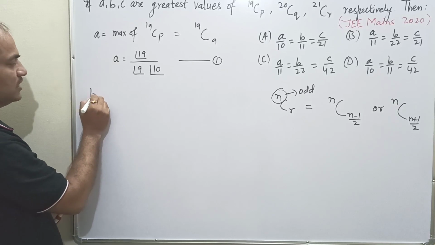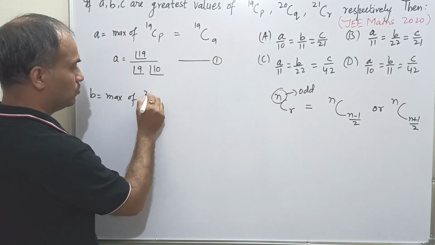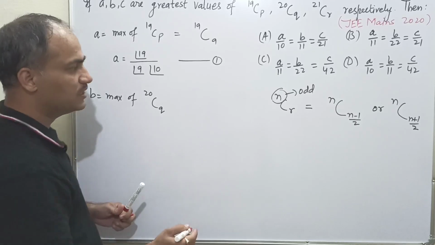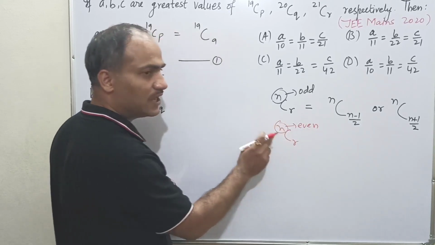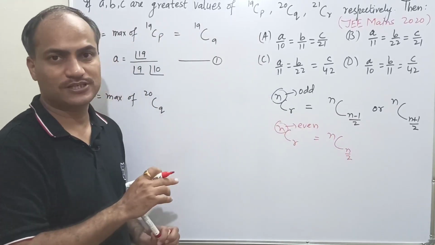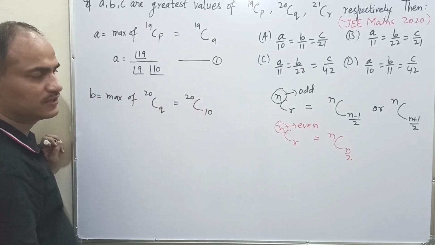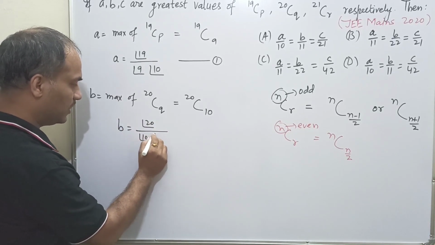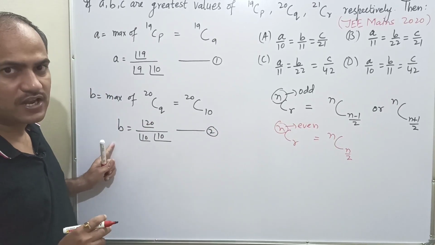Now similarly B is equal to the maximum value of 20Cr. Now we have to use a different formula. Whenever in nCr the value n is even, then the maximum value is obtained by nC(n/2). This will give you the maximum value. The maximum value is 20C(n/2), that is 20C10. So let us find the factorial. This is 20 factorial upon factorial 10 and factorial 20 minus 10, which is factorial 10. So we have the second equation in variable B.